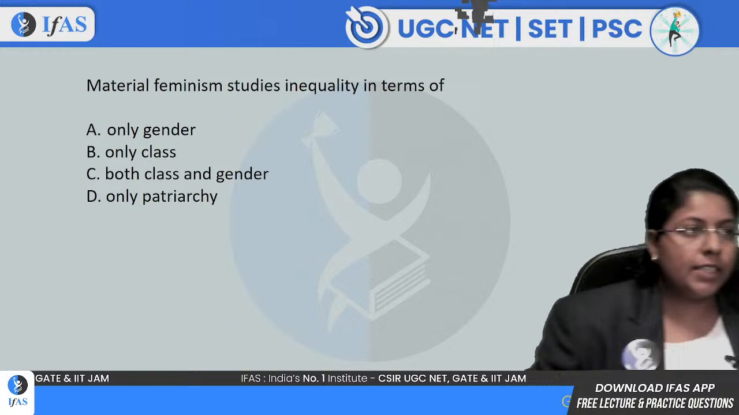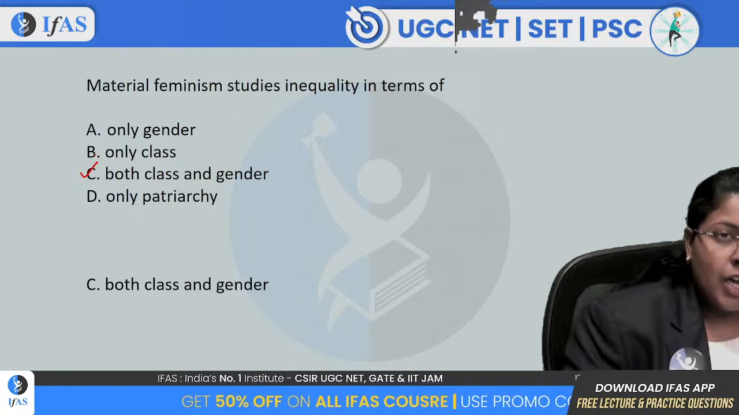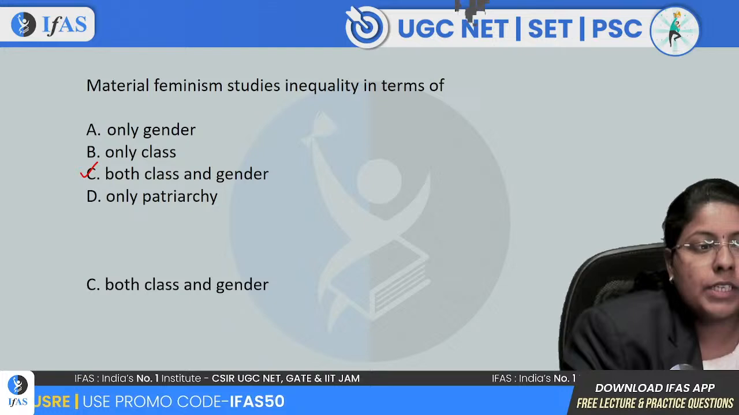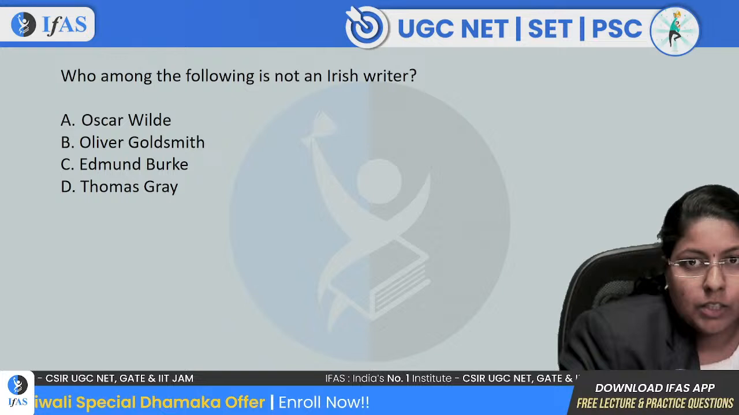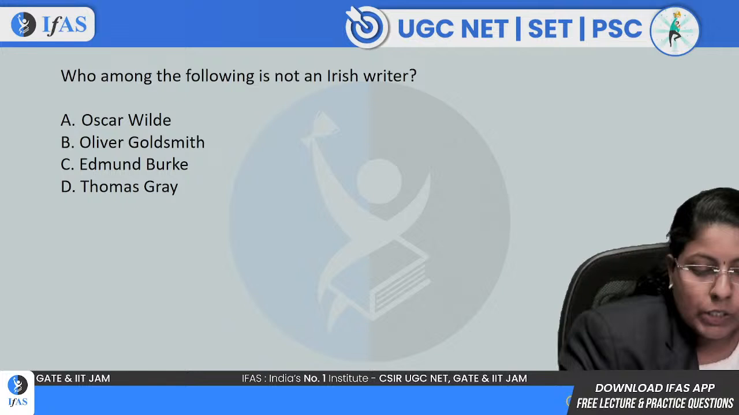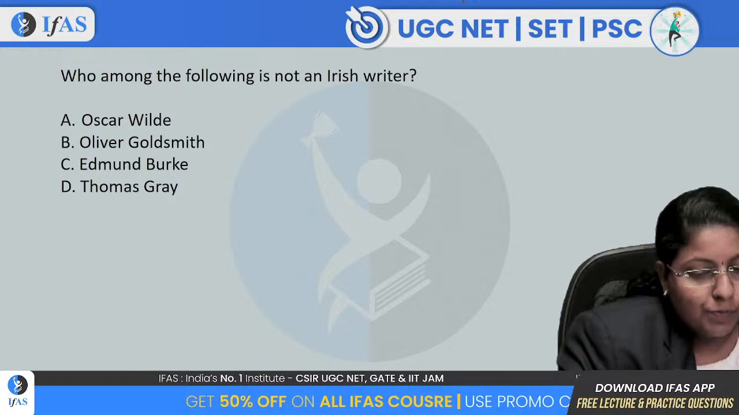All right. So let's see. Option C is the right answer, both class and gender. All right. So moving towards the next question. Who among the following is not an Irish writer? Oscar Wilde, Oliver Goldsmith, Edmund Burke, Thomas Gray. Yes, instant reply from Chandan. It is option D, Thomas Gray.